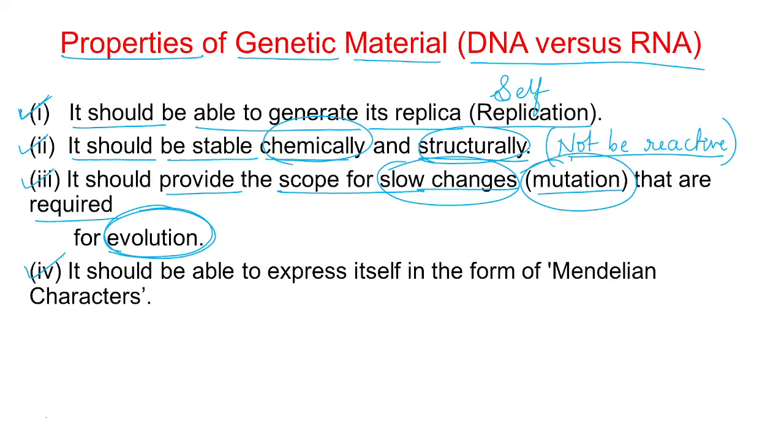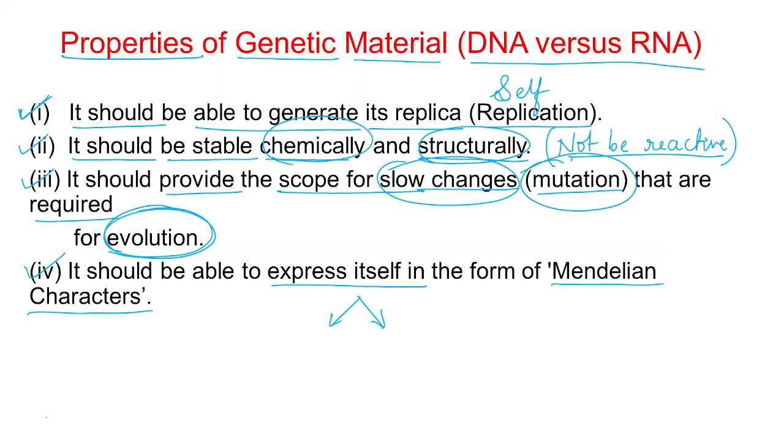The next one, fourth point. It should be able to express itself in the form of what? Mendelian characters. It should be able to express itself in the form of Mendelian characters. That means it should get segregated during gamete formation. Is that clear?